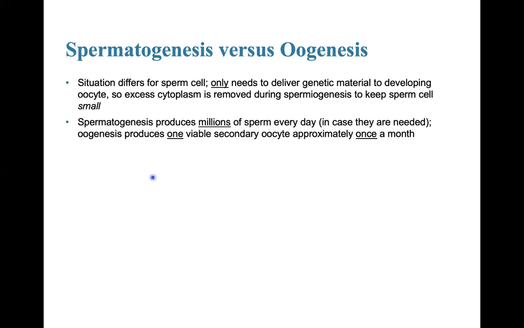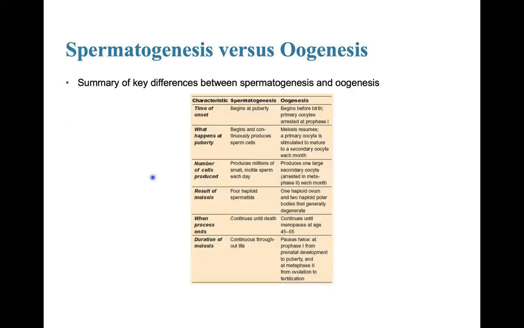The situation differs for sperm cells. They only need to deliver genetic material to developing oocytes, so excess cytoplasm is removed during spermiogenesis to keep the sperm small. Spermatogenesis produces millions of sperm every day in case they are needed. Oogenesis produces 1 viable secondary oocyte approximately once a month. And here are the different events that occur with spermatogenesis and oogenesis, comparing and contrasting the 2.